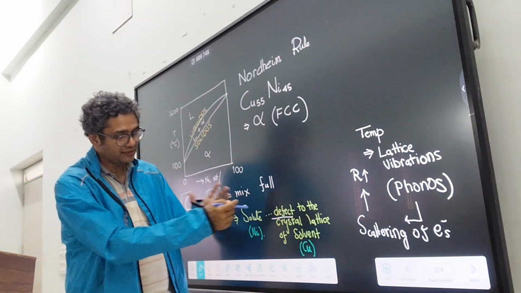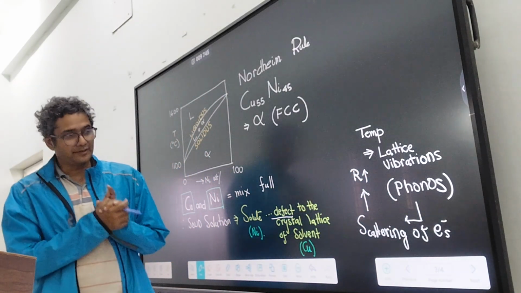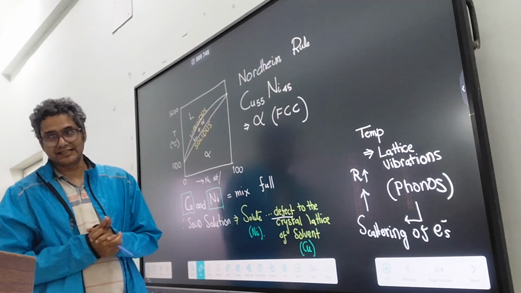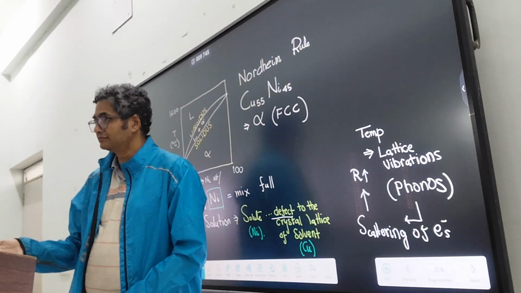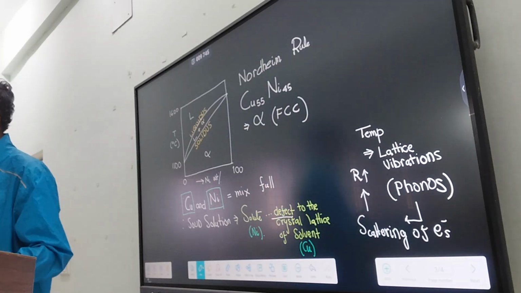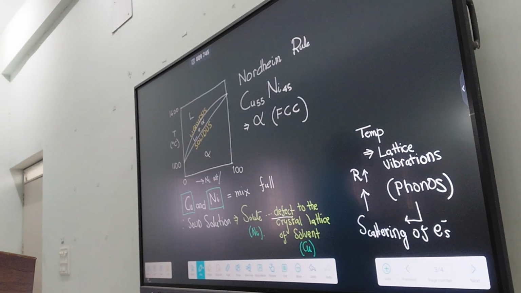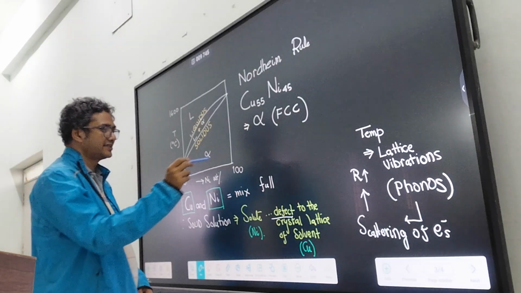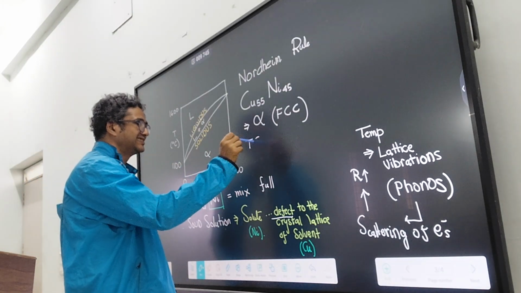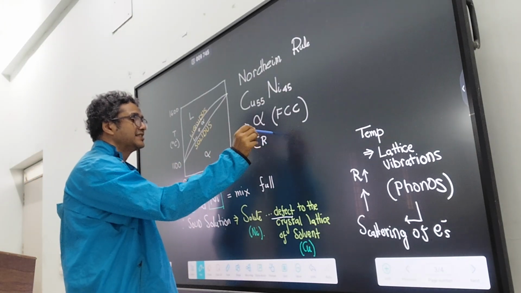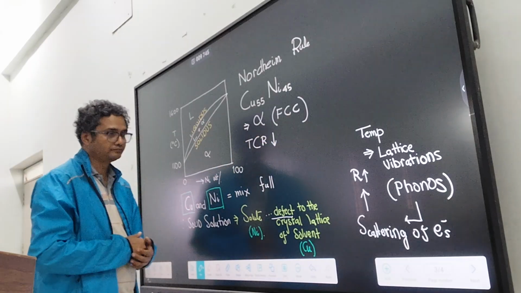Since it is already supersaturated, a temperature rise in this case will not have any huge effect. Already as much defect generation as possible has happened. The further addition of temperature will not cause any problem. That is why this R remains stable. That is why its TCR is quite low.